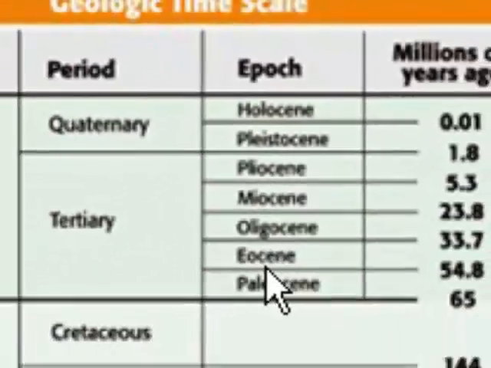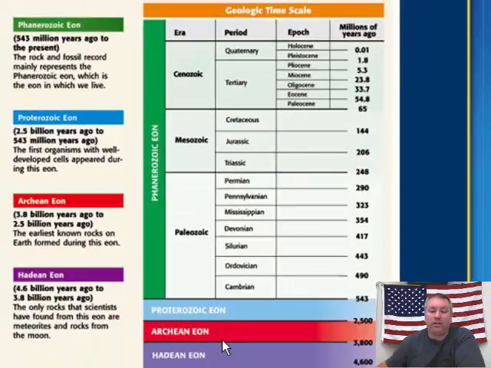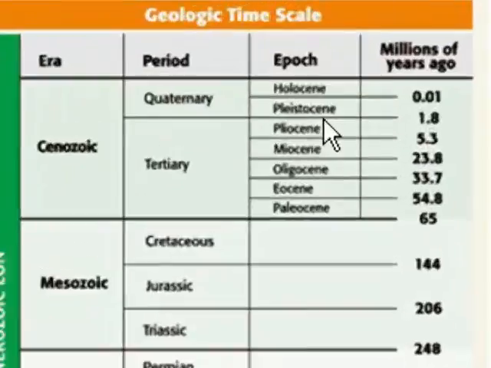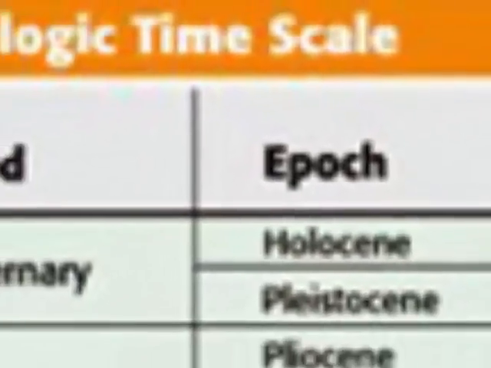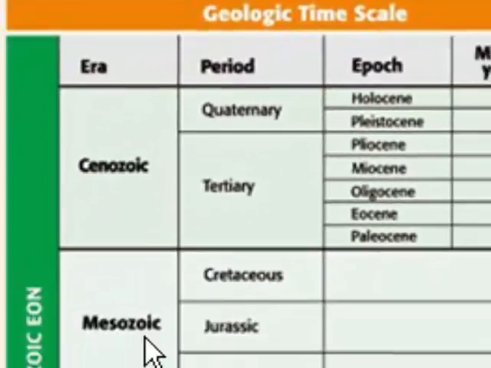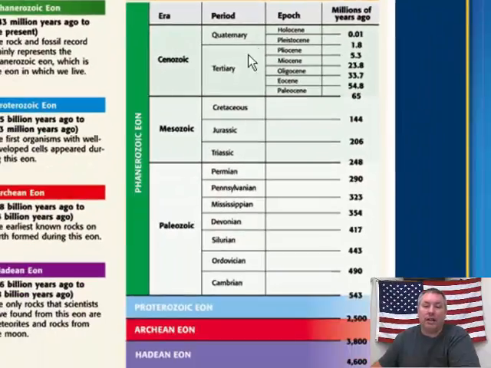All right, so then again, since this goes from the oldest to the youngest, right now we're in the Holocene epoch. If we were to look at this and try and figure out exactly where we are on this geologic time scale, we are in the Holocene epoch in the Quaternary period in the Cenozoic era and the Phanerozoic eon. Okay, so if you wanted to find out exactly where we are.